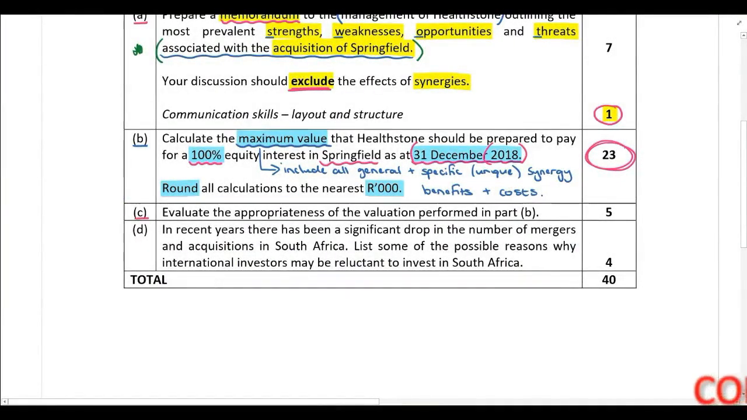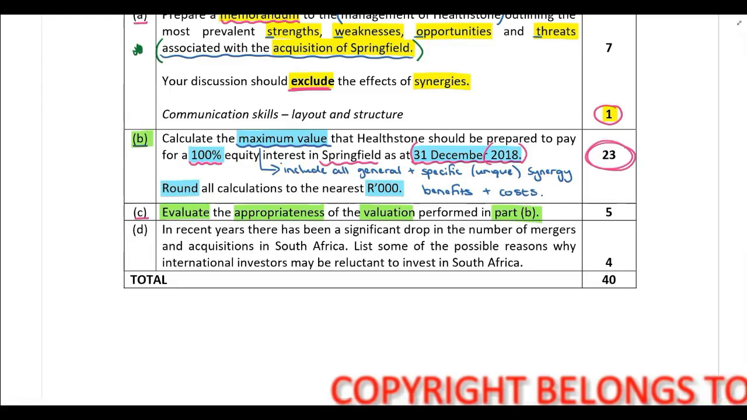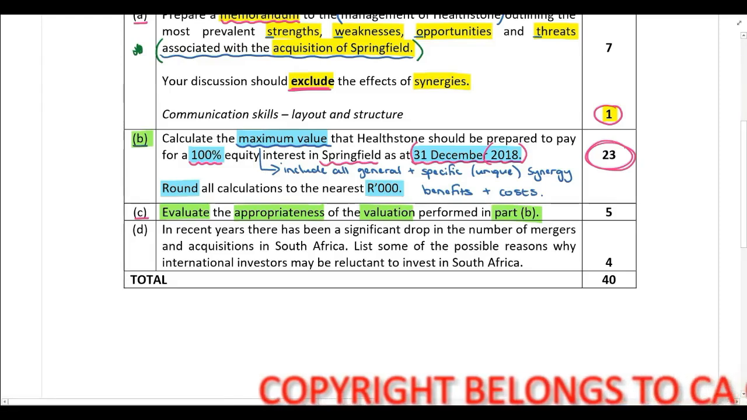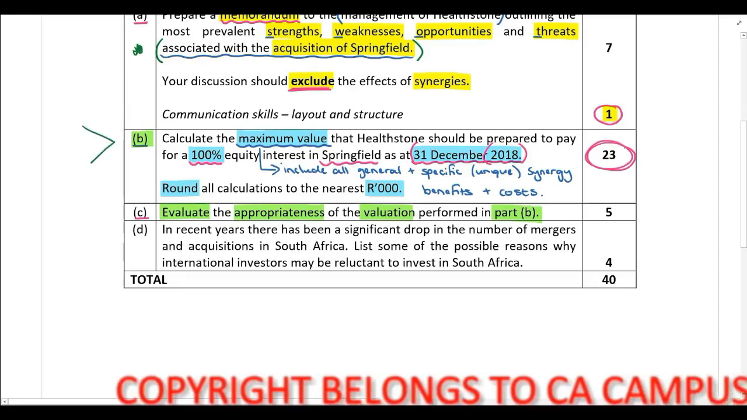Then in part C of the required, evaluate the appropriateness of the valuation performed in part B. So look at the valuation that you performed in part B and evaluate the appropriateness of this valuation. So guys, this is actually made up of two parts.